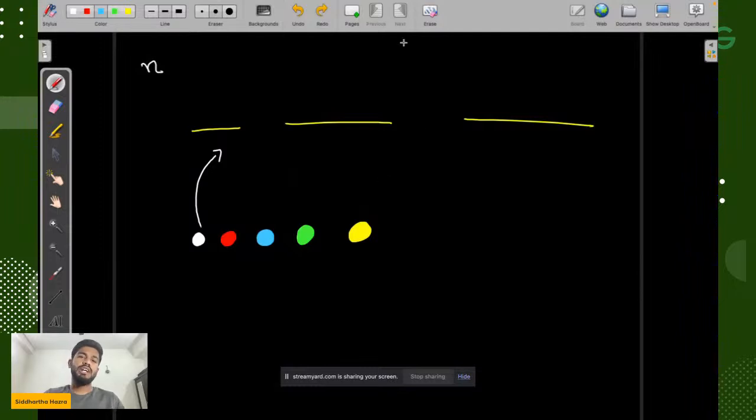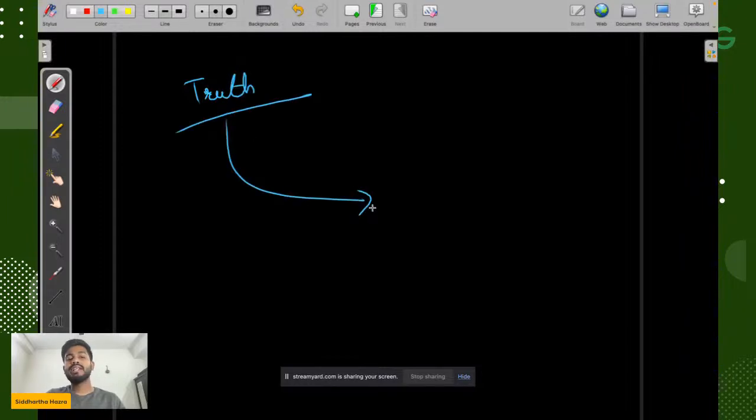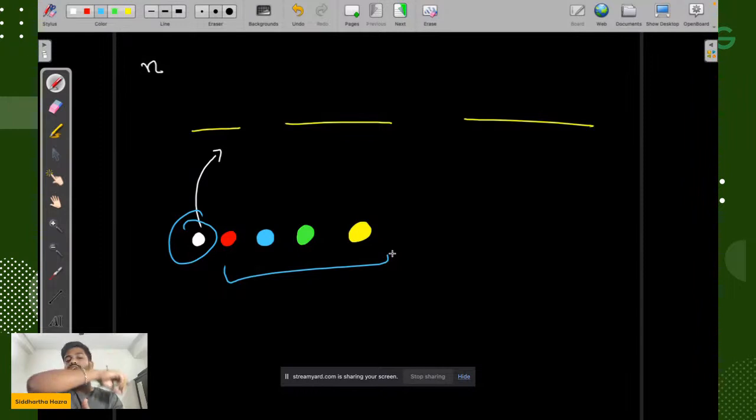Suppose like a truth and dare game. Suppose the last time you took a truth, so the next time you can't take the same truth again, you need to take dare. Here we have two options. If we are not allowed to take truth, we take dare. If we are not allowed to take dare, we take truth. But in the case of K colors, if we use the last color, then we have K minus one other options. Like if from K options we remove one option, we are left with K minus one options.